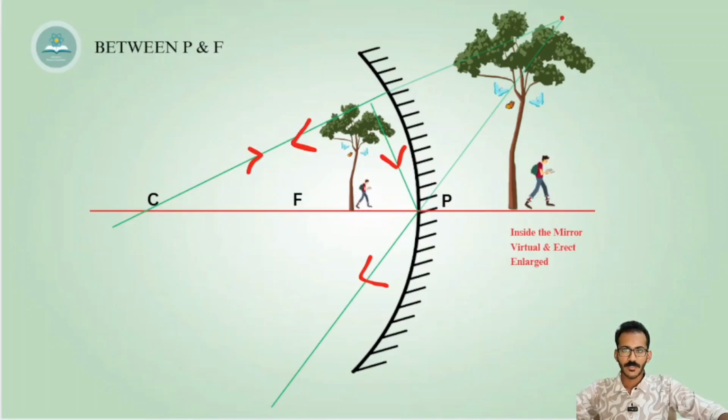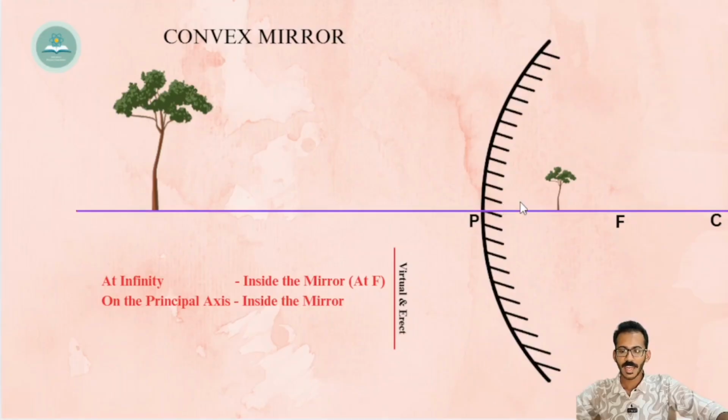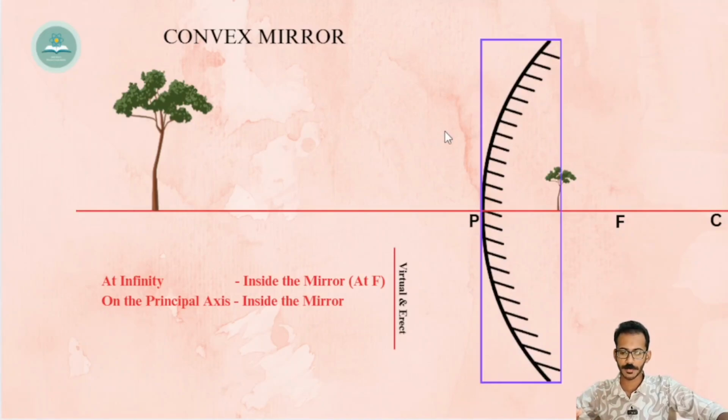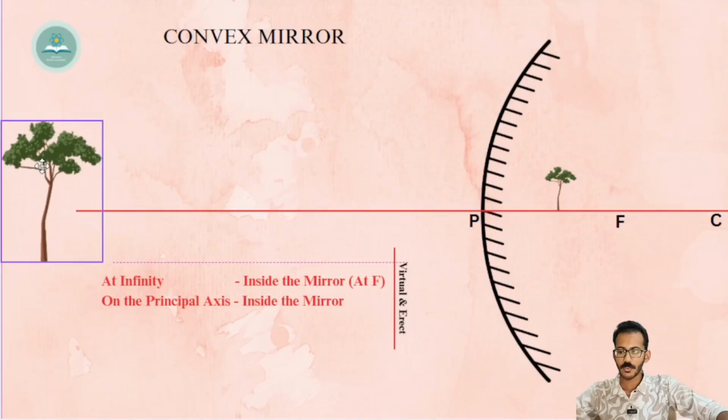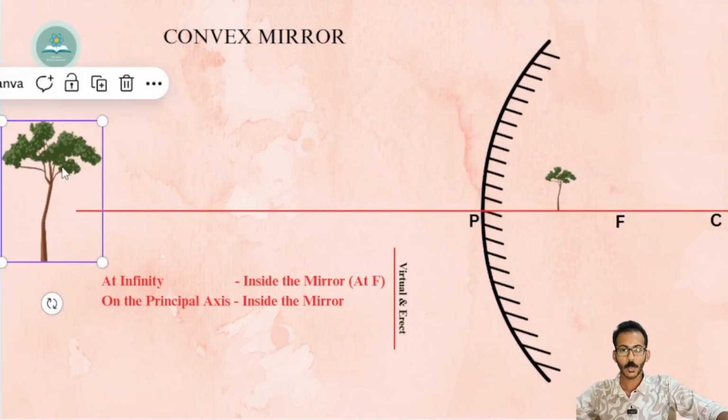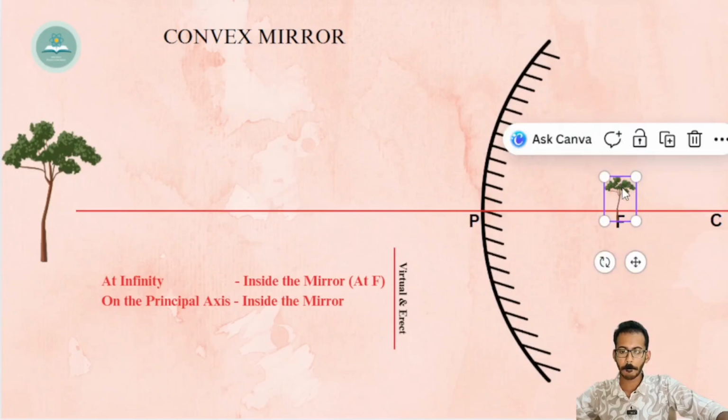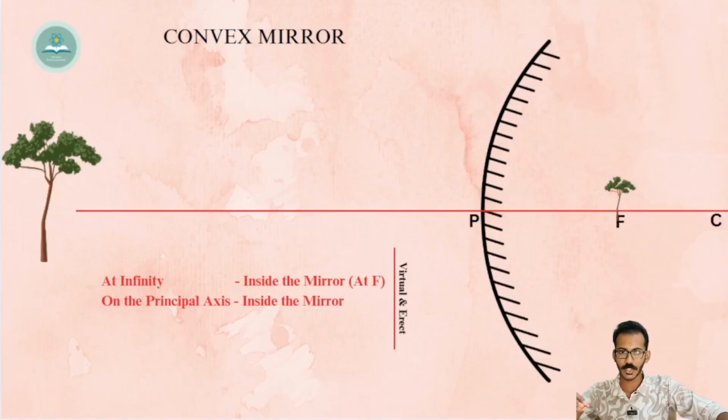Now we'll just revise what we have studied in today's class. In the case of convex mirror, we only have two positions where we keep the object. One is at infinity. When we keep the object at infinity, we'll get the image at the focus, but the image will be highly diminished.